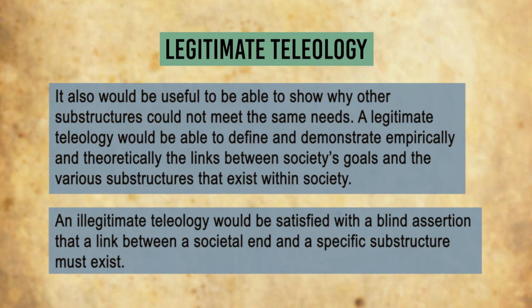An illegitimate teleology would be satisfied with a blind assertion that a link between society and a specific substructure must exist. So how you develop the link between the particular societal goal and the substructure must be very clearly spelled out. So what is the goal of the society? You're saying the goal of the society is procreation, and therefore you're linking it blindly to procreation to be done by the institution of family. So that procreation must be done, and connecting it back to the substructure of family doesn't work always. And this might create a condition for illogical teleology.